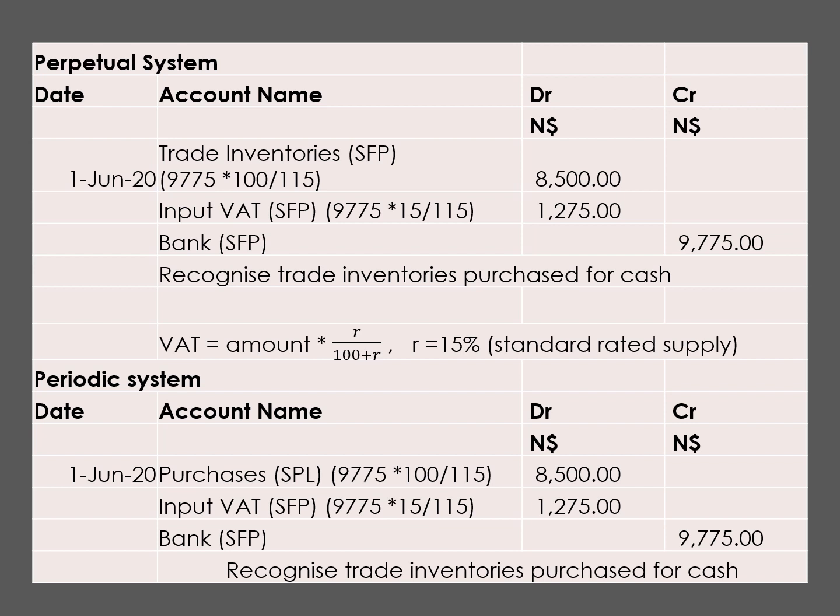The journal entry under the periodic inventory system is similar to the one under the perpetual inventory system. The only difference is that instead of debiting trade inventories, we debit purchases with 8,500. Purchases is an expense and it appears in the statement of profit or loss.